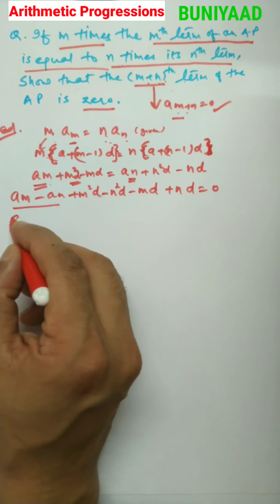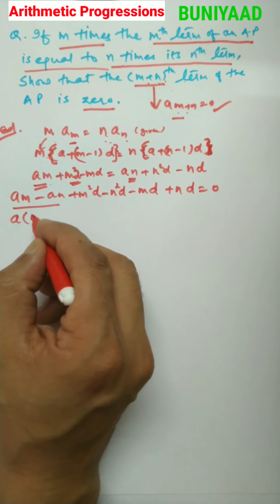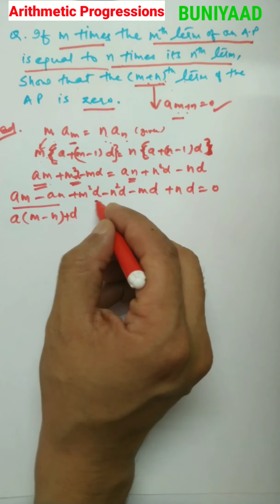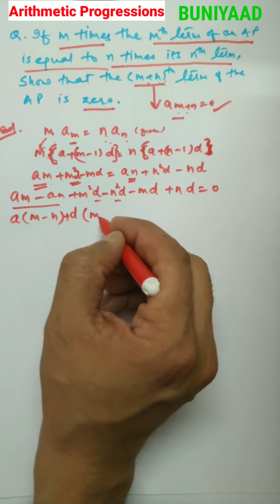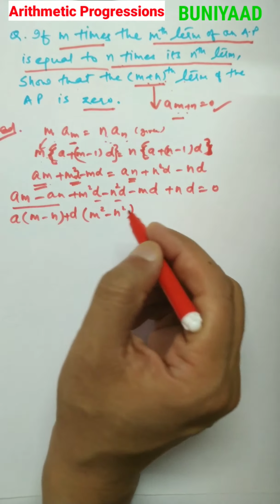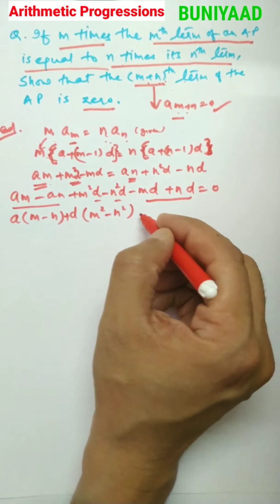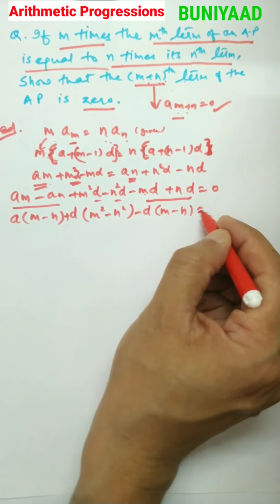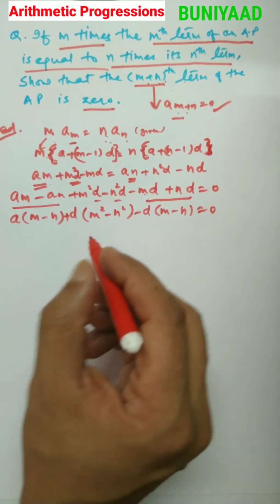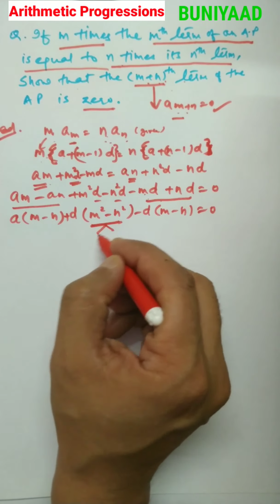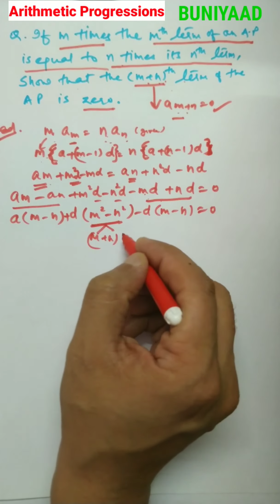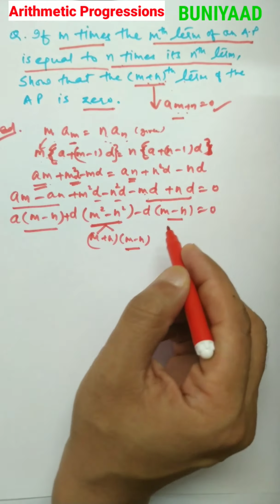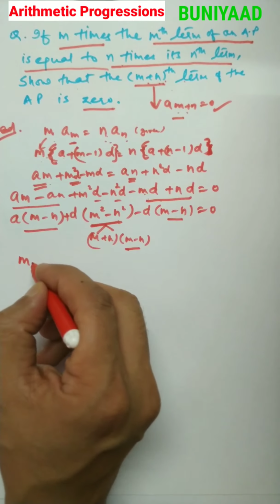Now what is common? Common is m minus n, plus d common, in m square minus n square, right? What is common here? Minus d, so we are left with m minus n equals 0. The factors of m square minus n square are m plus n and m minus n. So you can take m minus n common.